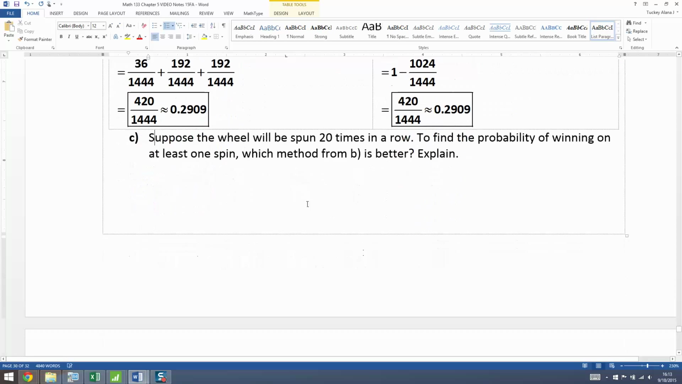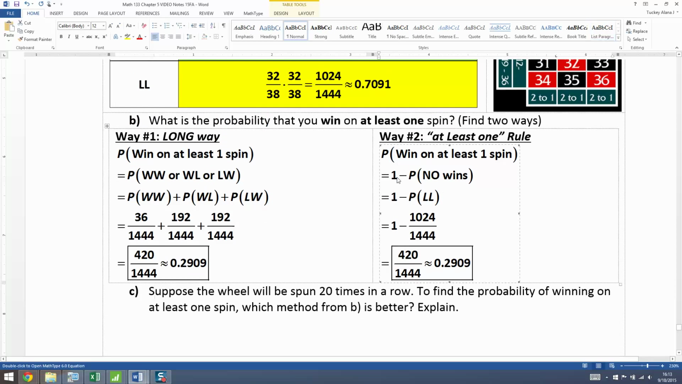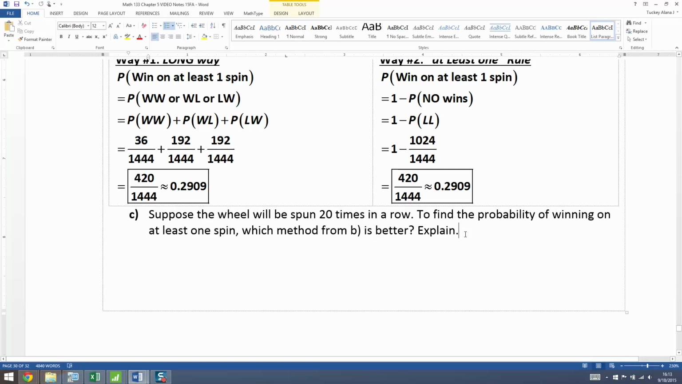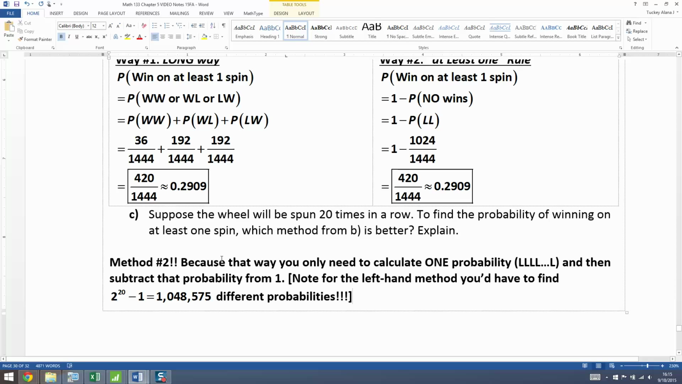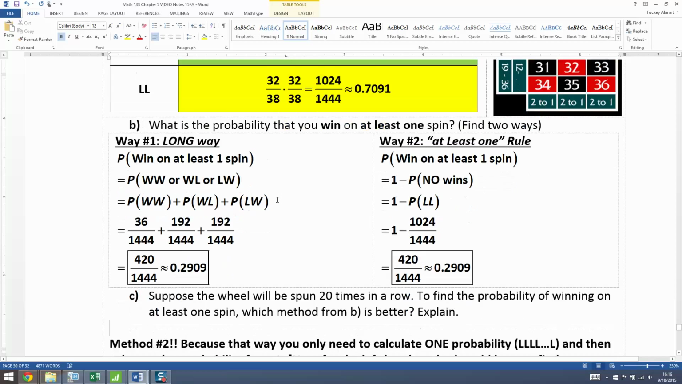Speaking of 20 times in a row, let's use the same idea over here from the one on the right to find that. So we want to find the probability of winning on at least one spin. Which method should we use? And the answer is definitely method number 2. To find this probability with the method on the right, you would only have to find one probability. That's the probability of lose 20 times in a row, and then subtract that probability from 1.